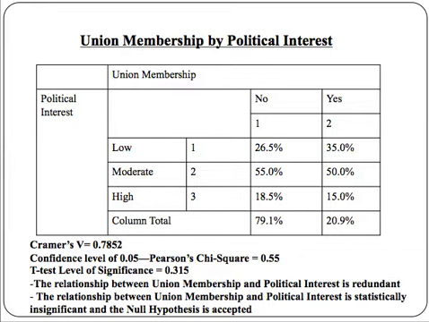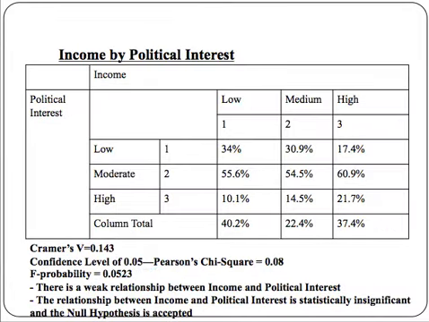The third cross-tabulation, income by political interest, attained a Cramer's V of 0.143, indicating a weak relationship between political interest and income. With a confidence level of 0.05 and a Pearson's chi-square of 0.08, the relationship between income and political interest is statistically insignificant, and the null hypothesis is accepted.